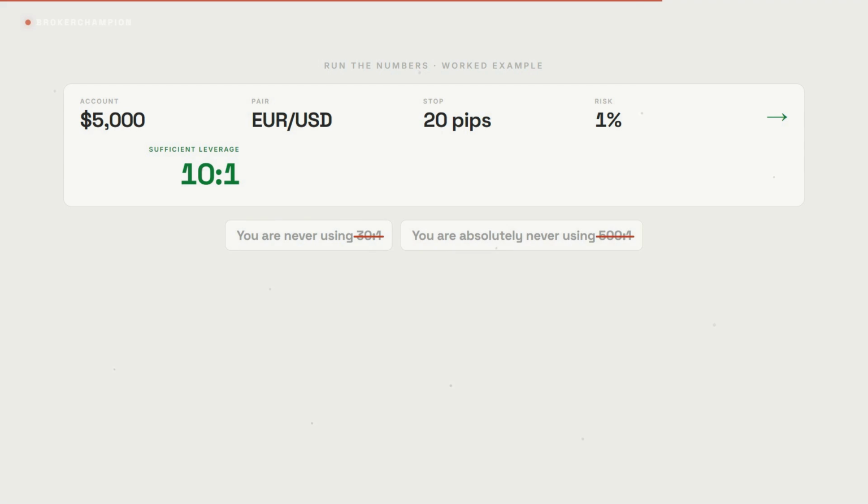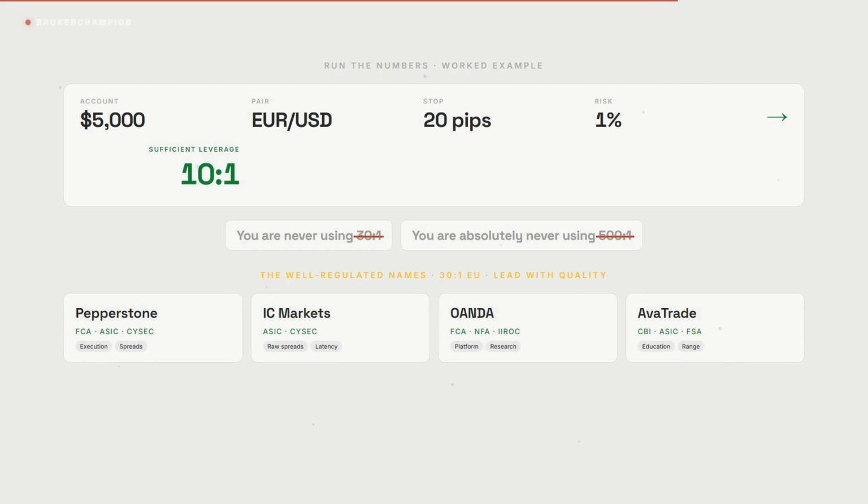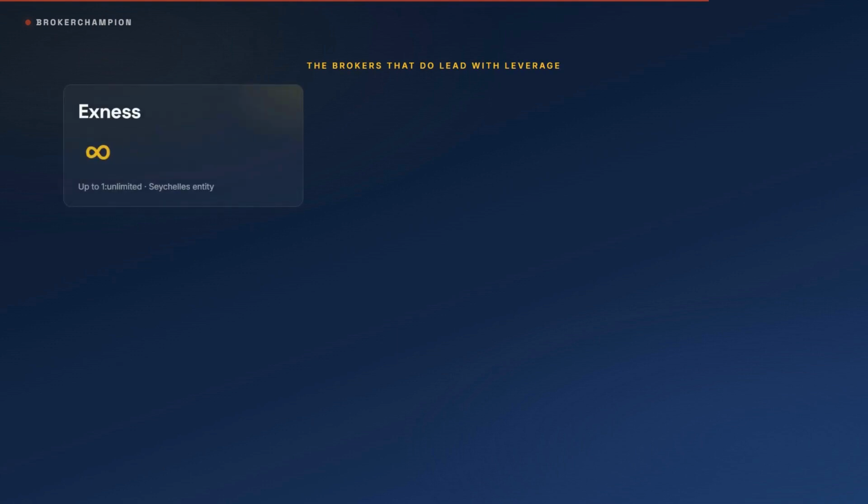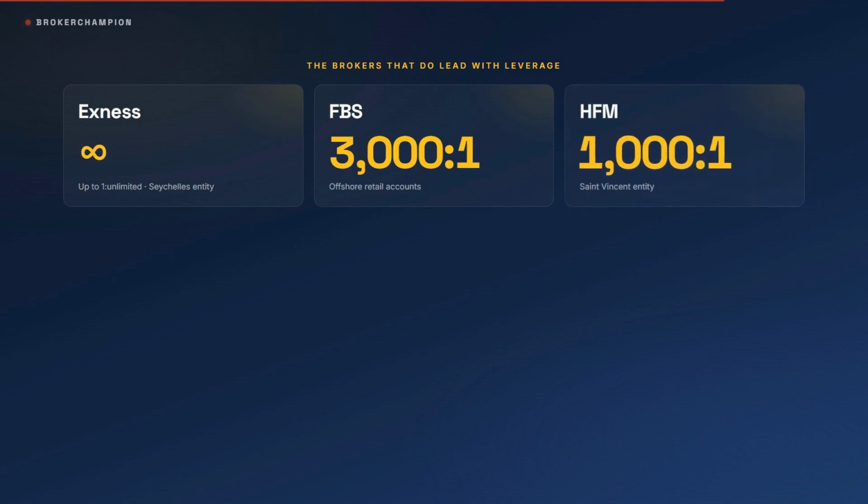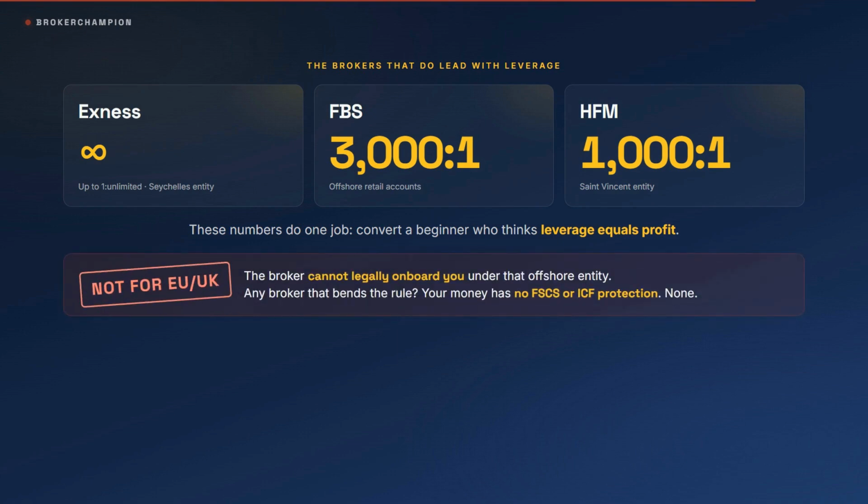The marginal risk of overtrading is very, very real, which is why the well-regulated names, Pepperstone, IC Markets, Oanda, AvaTrade, offer 30 to 1 on their European entities and don't put it in the hero banner. They lead with platform quality, execution speed, and regulation, not the ratio. Which brings us to the brokers that do lead with leverage. Exness, up to 1 to unlimited on certain accounts under their Seychelles entity. FBS, 3,000 to 1. HFM, 1,000 to 1. These numbers are engineered to do one job: convert a beginner who thinks leverage equals profit. And if you're a European or UK retail trader, that offshore entity is not even genuinely available to you. The broker cannot legally onboard you under it. Any broker that bends that rule, your money has no FSCS or ICF protection if things go wrong.